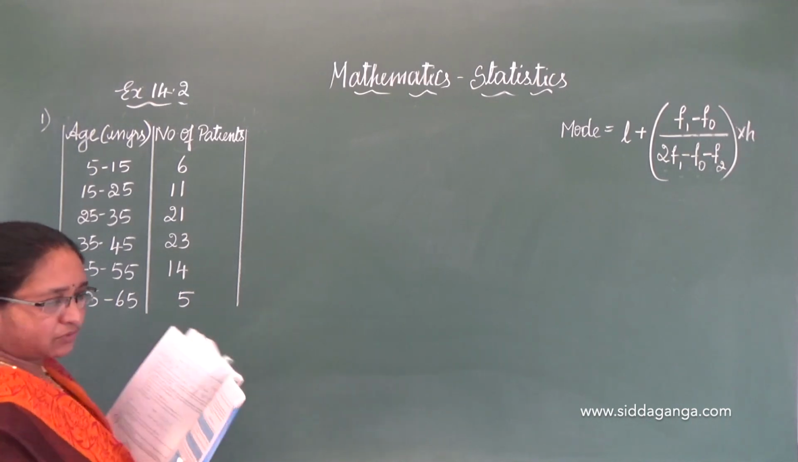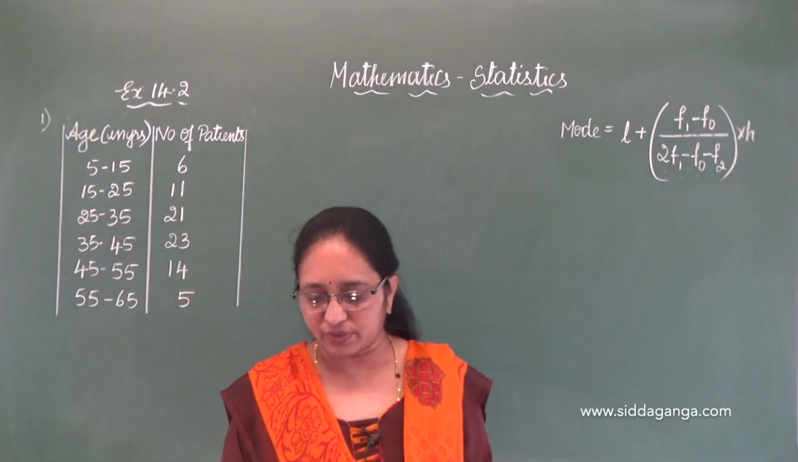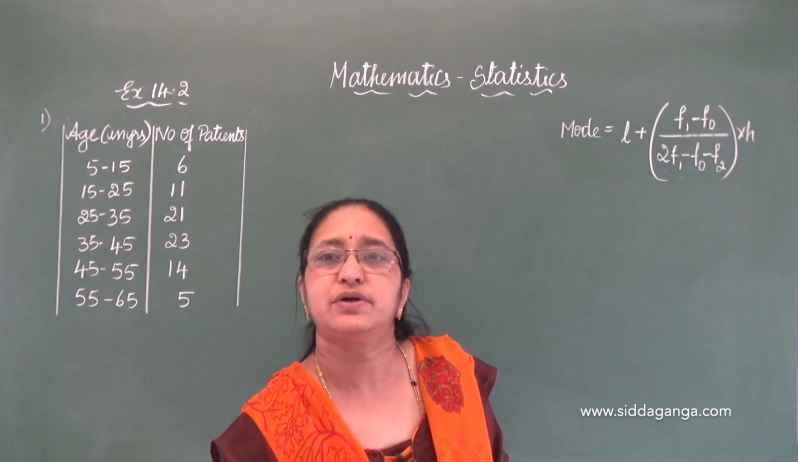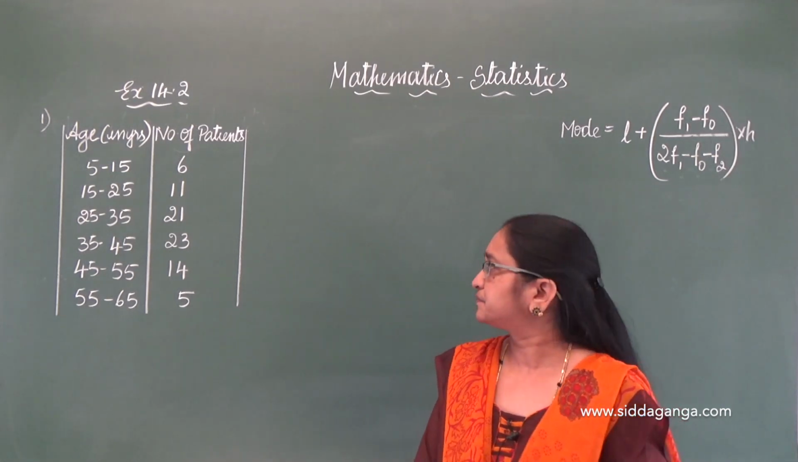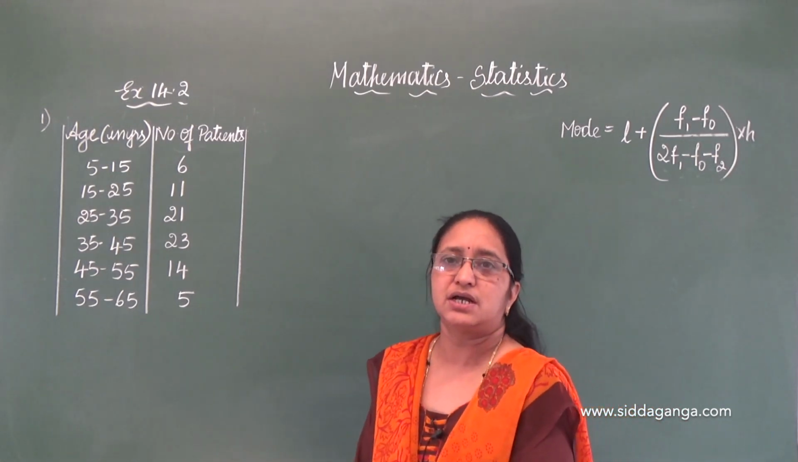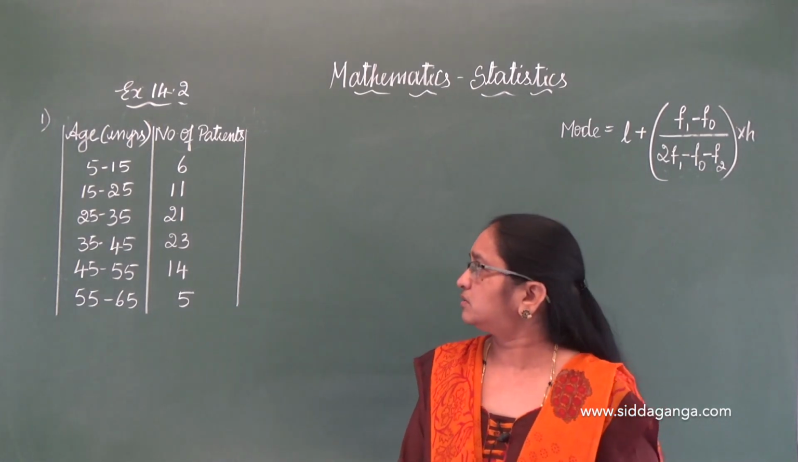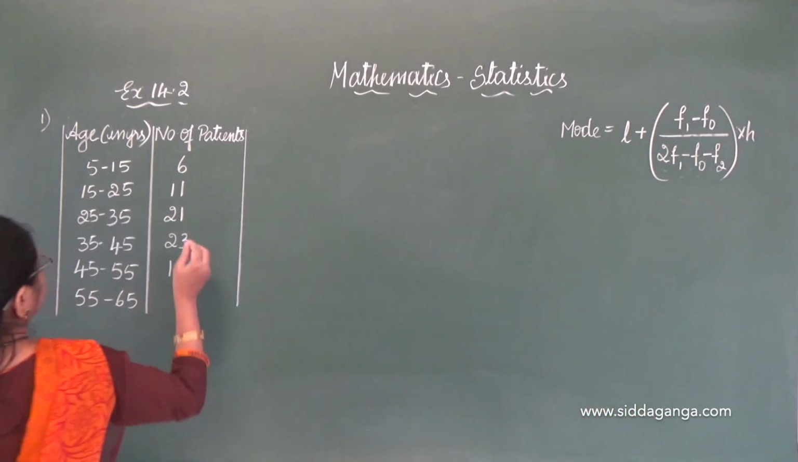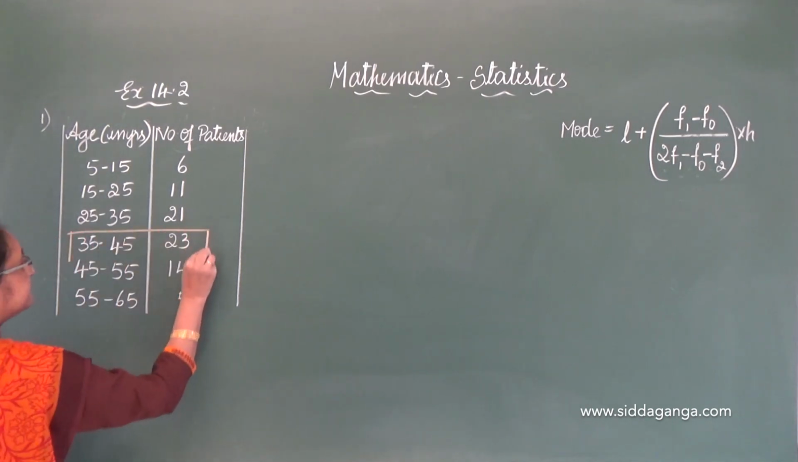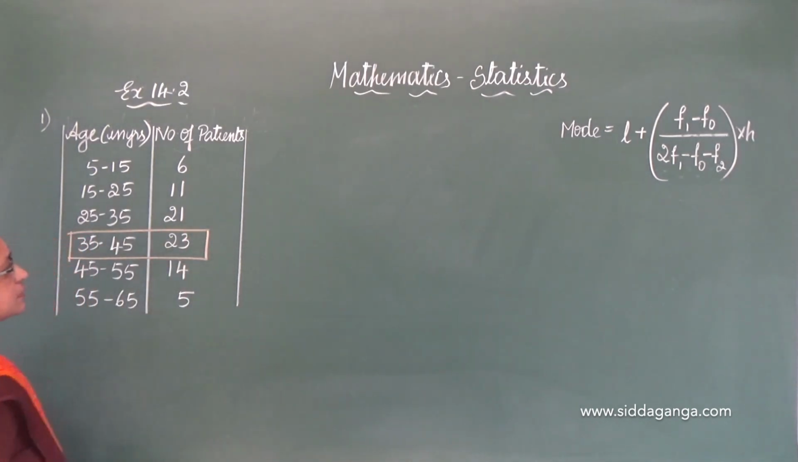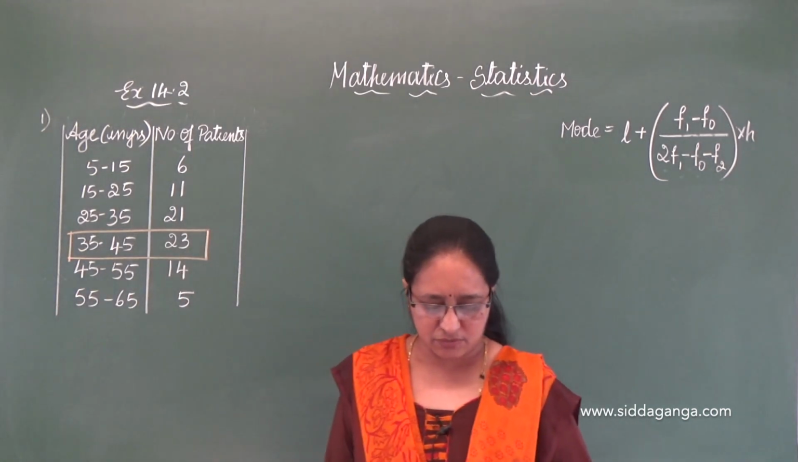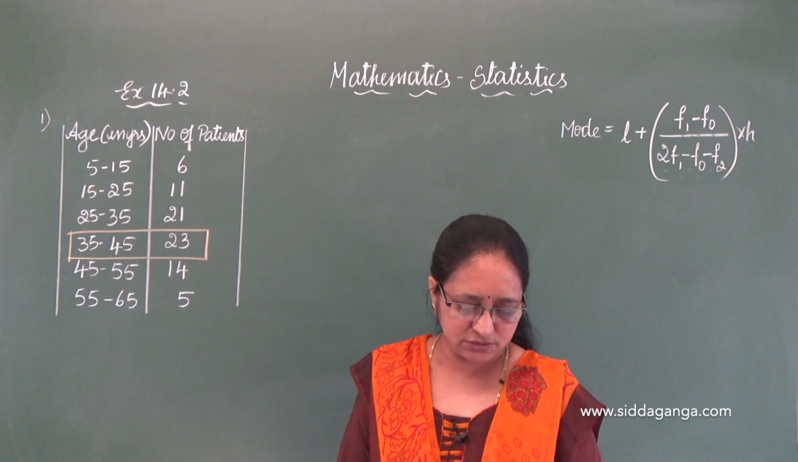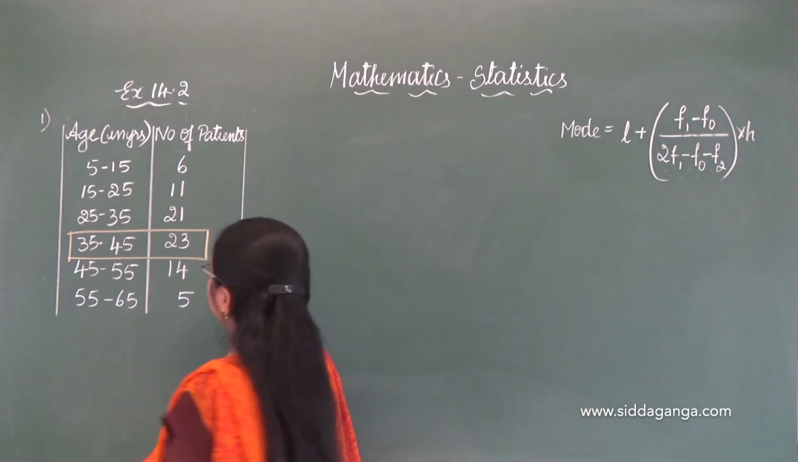First let me find out the mode. What is the first step to find the mode? You have to find the maximum frequency. Which is having the maximum frequency? 23 is the maximum frequency. Now we will identify the modal class. This is the maximum frequency it has, so 35 to 45 is the modal class. Now, let us find out the mode.